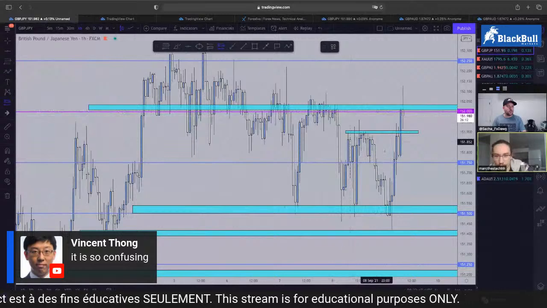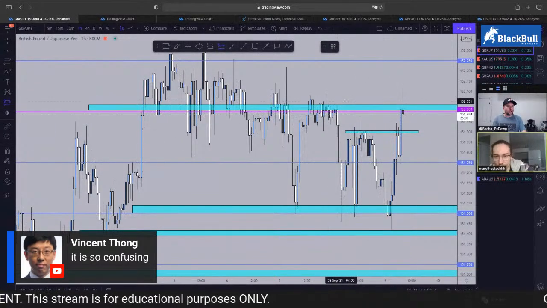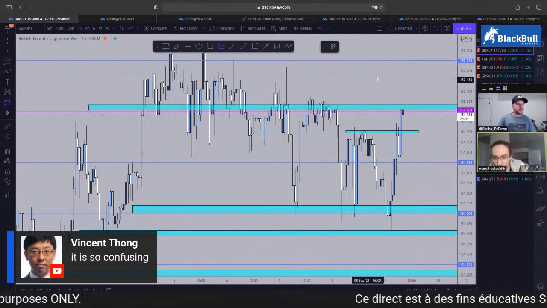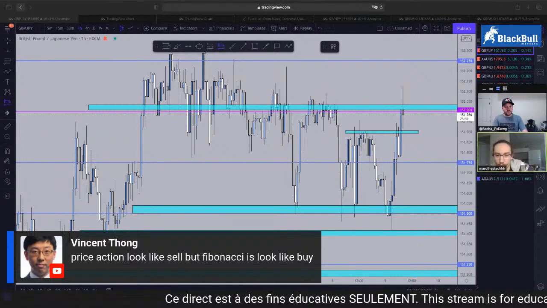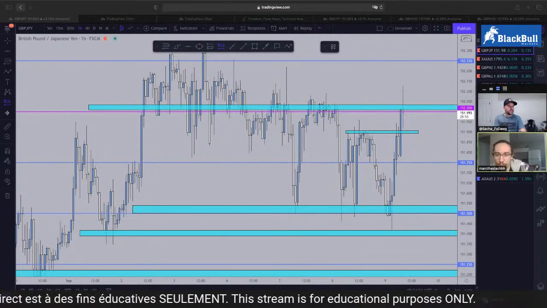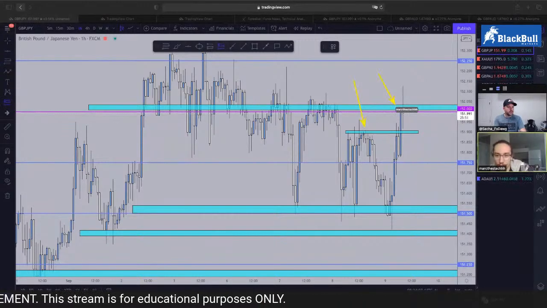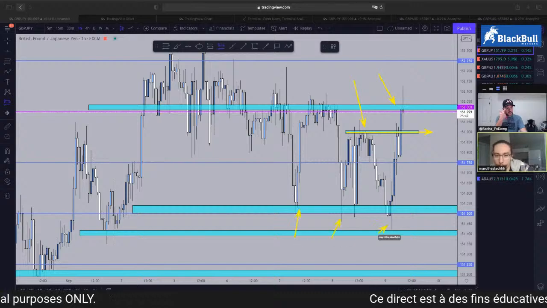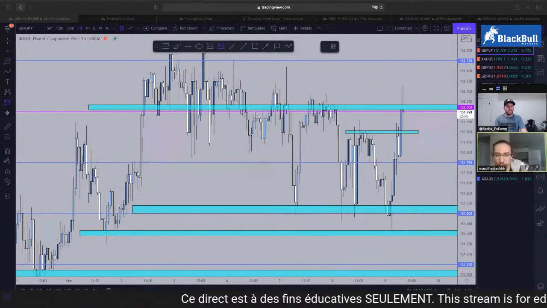So if you look at H1, yes, we did break this high, but I would consider the structure broken once we close above this area, above those highs. Price action looks like sells, but Fibonacci looks like buy. Trust price action. But we did close above here. Yeah, but like I said, I will consider a break of structure in this area on a higher time frame.